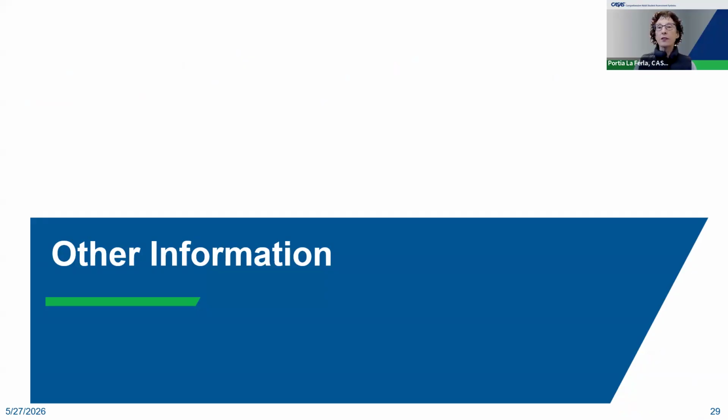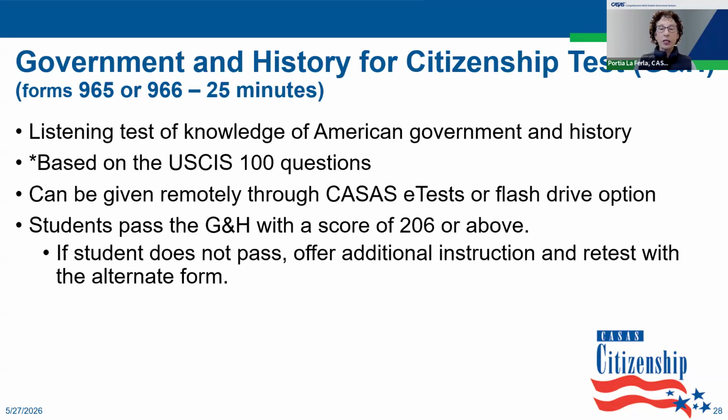test comes out because it's not a pre-post test. I'm going to guess that CASAS will have an overlap period, but I don't really see what it would matter if you tested them once with the old test, once with the new test. They just need to get 206. But there'll be more information about that. I was hoping we'd know by the Summer Institute, but I'm not sure that we will. Thanks, Stephanie. Okay, thank you, Portia.